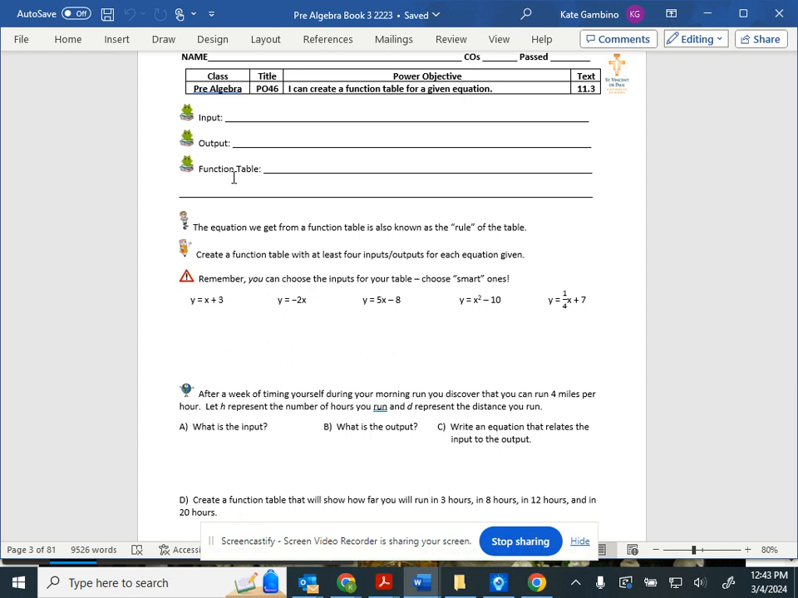So there are some vocab words that we need to know when we're talking about a function table. We have the input. Input is what you plug.